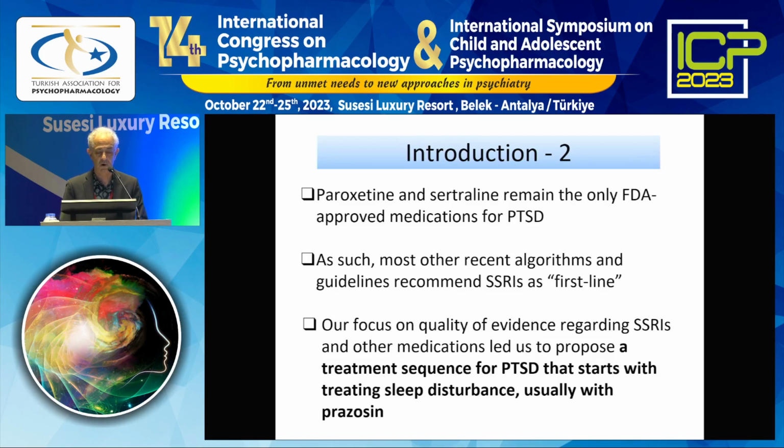But we focused on the quality of evidence that supports these SSRIs that got that approval and other medications that are being used. And that led us to propose a treatment sequence that actually starts with something different, usually prazosin, for treating the sleep disturbance that's invariably present.